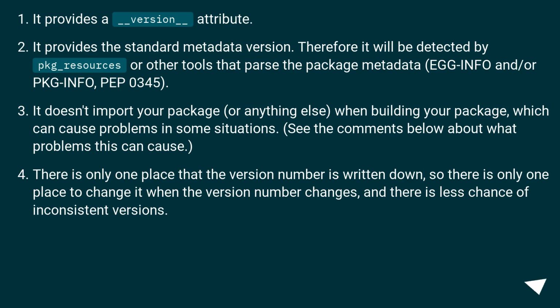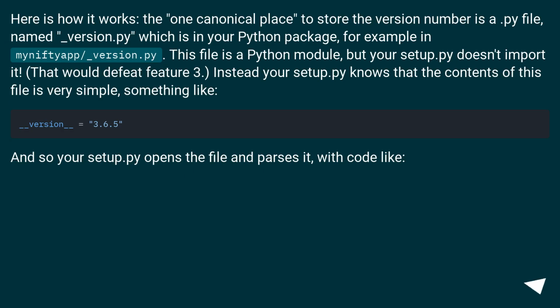There is only one place that the version number is written down, so there is only one place to change it when the version number changes, and there is less chance of inconsistent versions. Here is how it works. The one canonical place to store the version number is a py file, named _version.py, which is in your Python package, for example in myniftyapp/_version.py. This file is a Python module, but your setup.py doesn't import it.